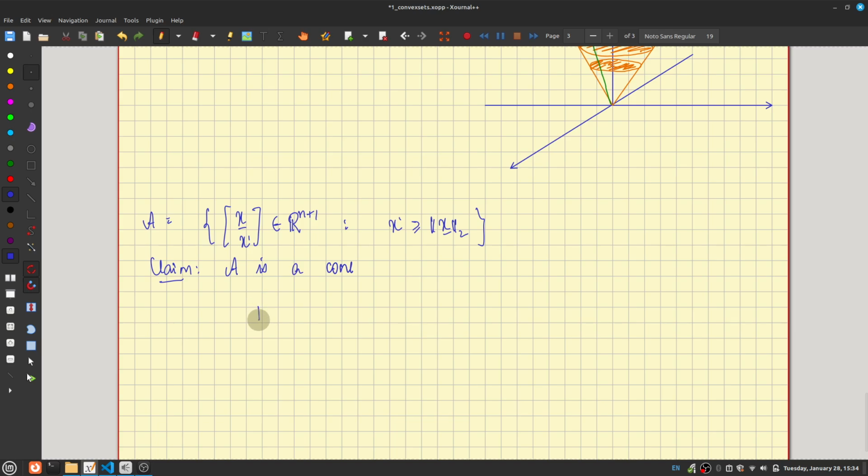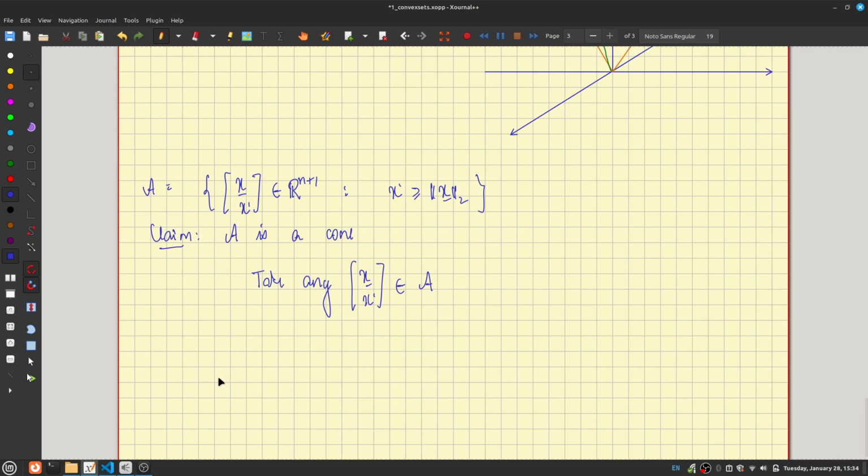Right, so take any x prime that lies in this set. What I want to show is that any theta times this should also lie within the set, right? So take y prime equal to theta x prime for some theta greater than or equal to 0.